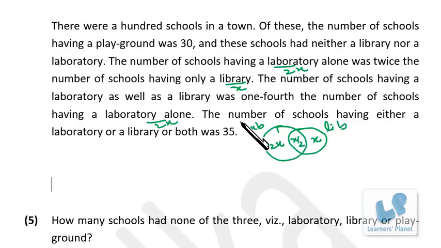Right? Now the number of schools having either a laboratory or a library or both was 35. That means this complete is 35. So 2x plus x, that is 3x plus x by 2, so that is 7x by 2 is 35. That means x is 10. So this should be 20, that is 5, and that is 10. Okay, so 20, 30, 35 schools calculation is set.